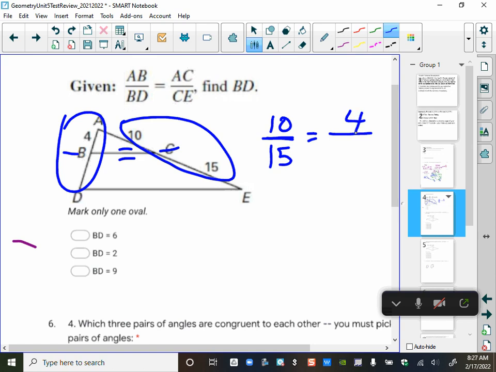Now, we don't know what that side is, so what can we do? If we don't know something, what can we use? Variable. X. Now, are we at a position where we can solve for this variable? Yes. Try it. This is where you do your diagonal multiplication.